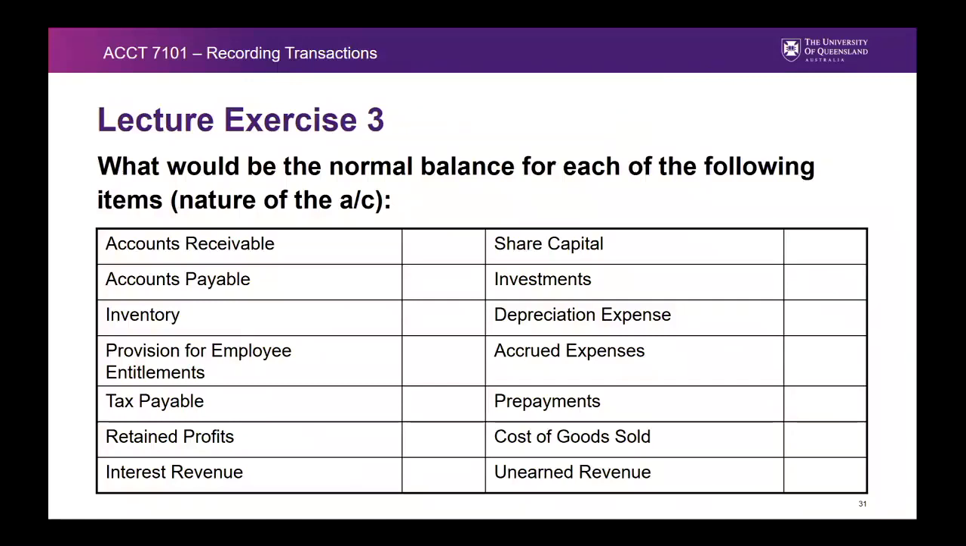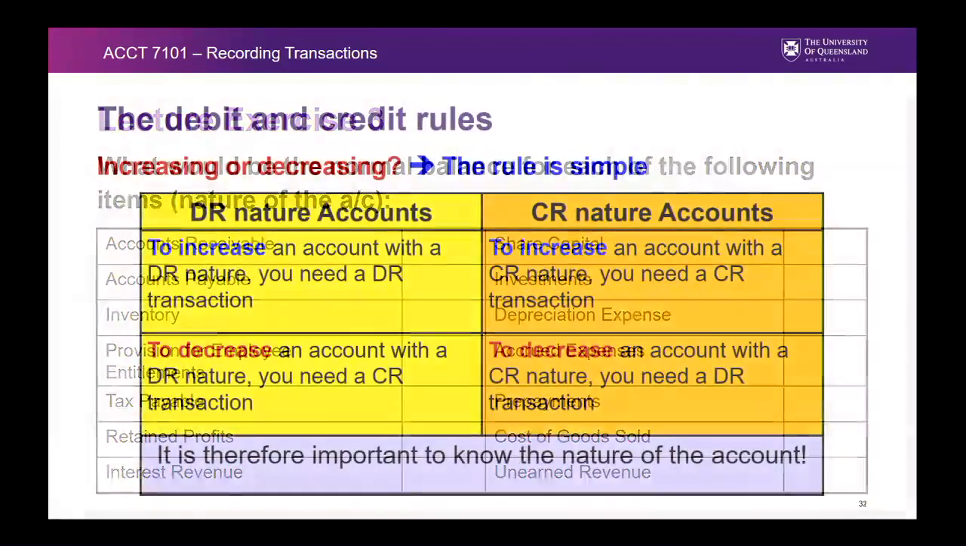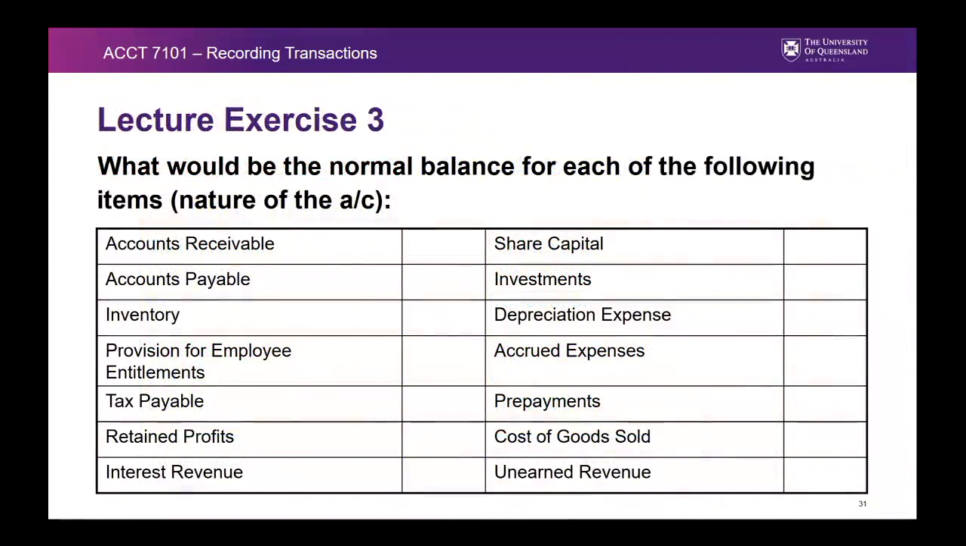Prepayments. Yes, prepayments are assets, so they have a normal debit. Cost of goods sold. Yes, it's an expense, so it has a normal debit balance. And unearned revenue. This is revenue received in advance. Yes, it's a liability, so it has a credit balance. Okay, we got any questions on any of those?